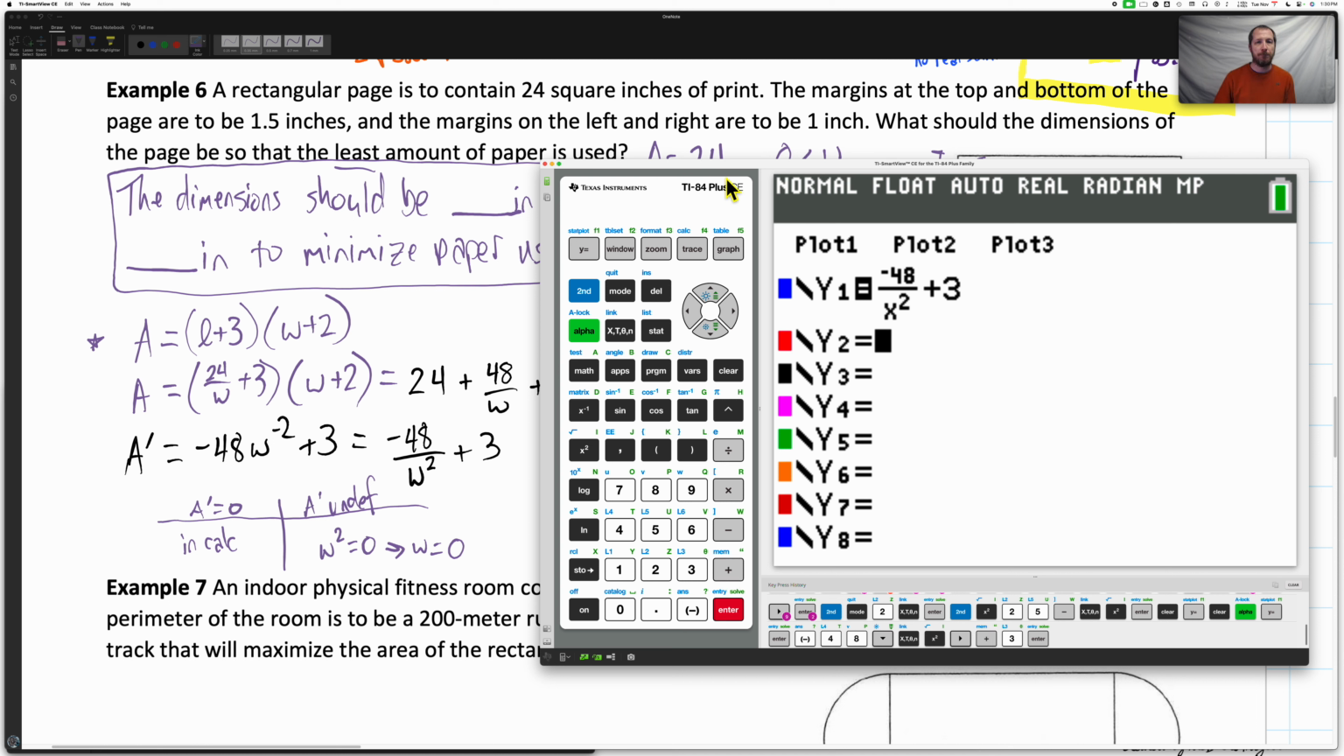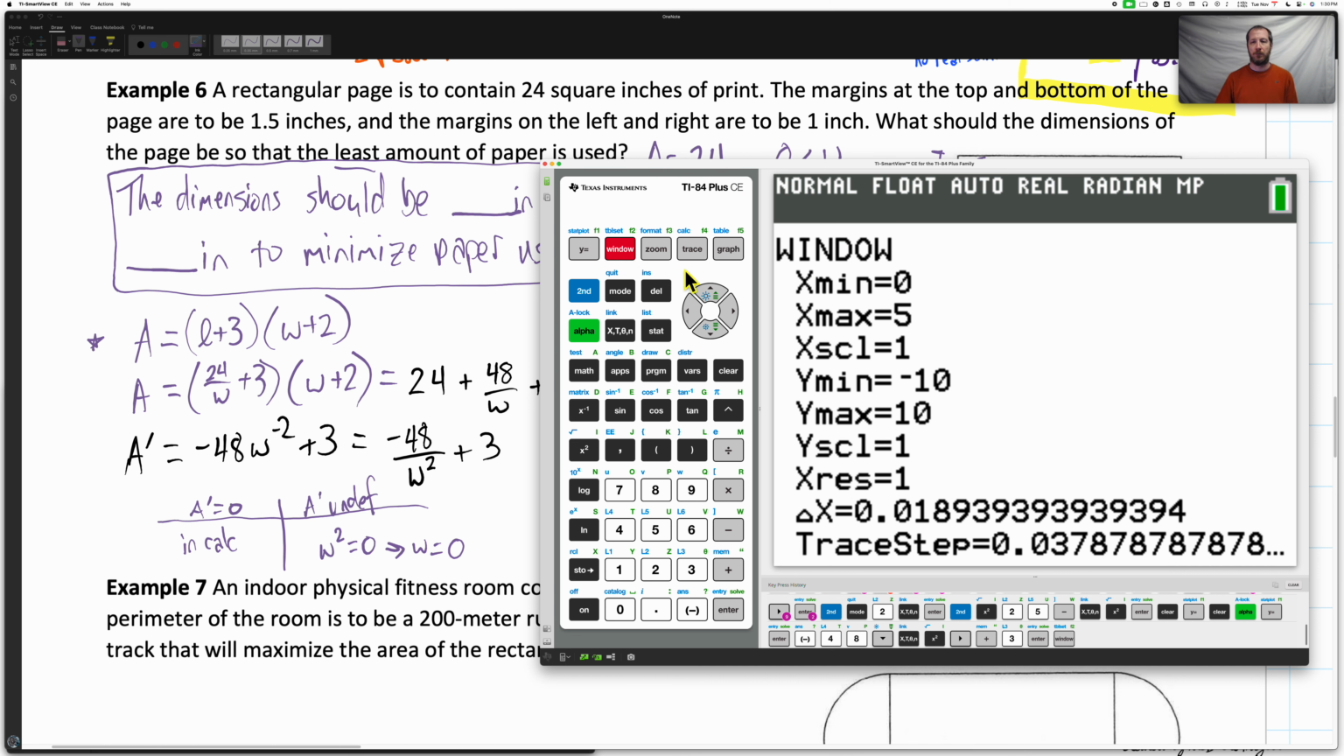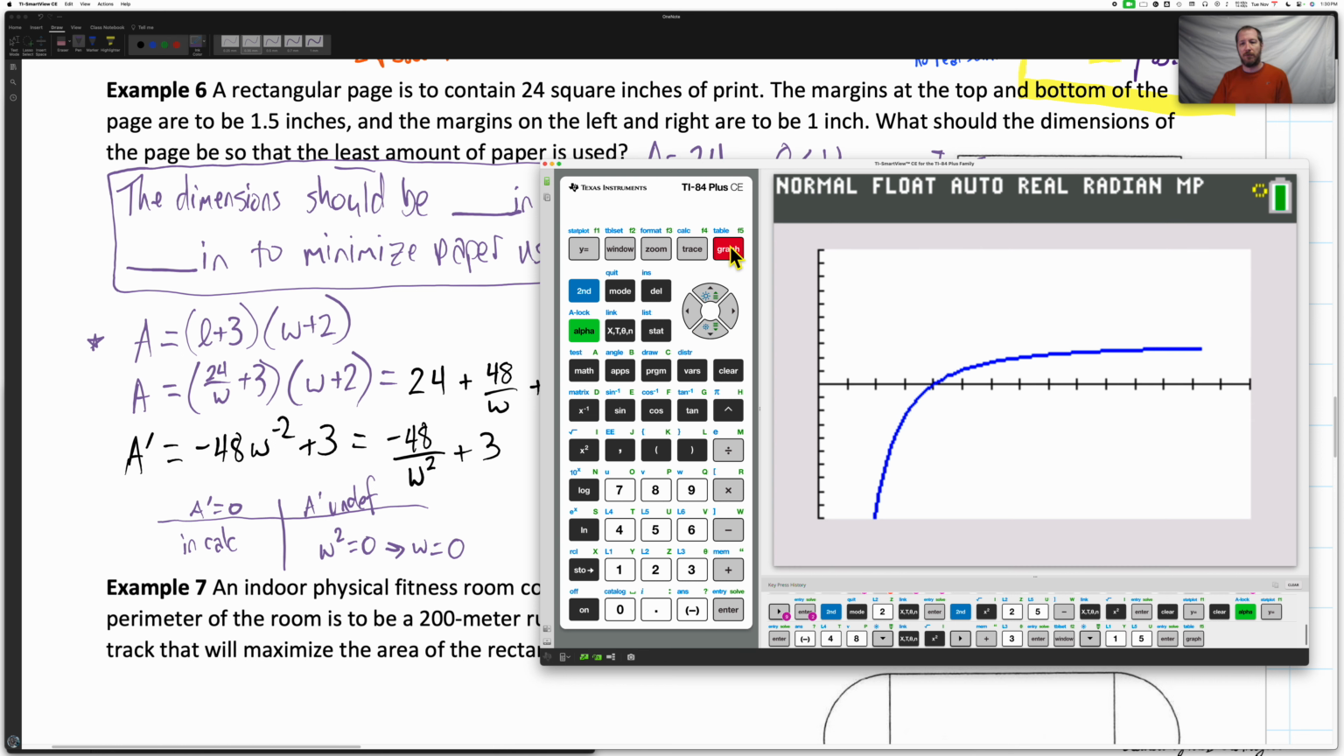Okay, for my window, I don't need negative values. I'm going to increase my x max to, I don't know, we're talking about a sheet of paper, 15 inches? I don't know. We can change it if we need to. All right, so I graph it, and I see one x-intercept. So that's what I'm looking for there.